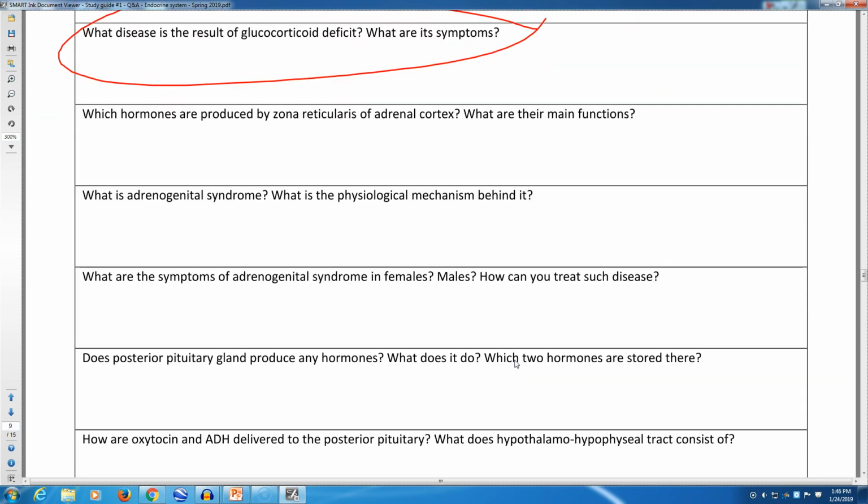Now, I can ask you a question in Cushing's. How do you expect CRH and ACTH levels to change? You think, okay, Cushing's, very high cortisol, CRH and ACTH are low. Okay.